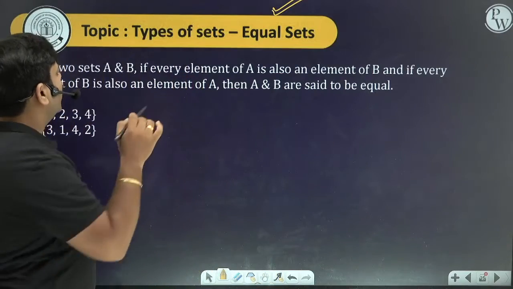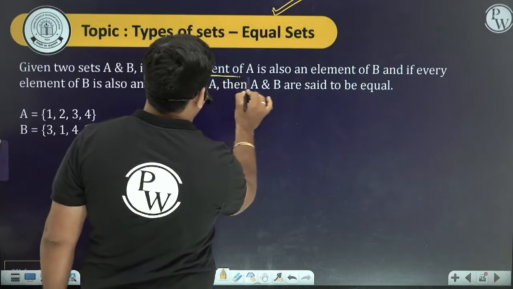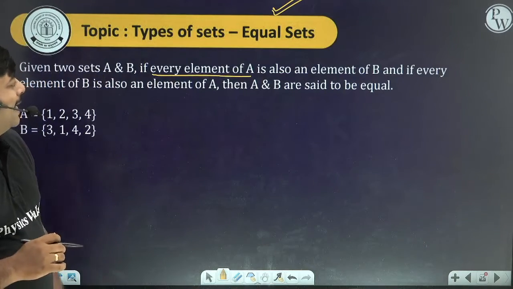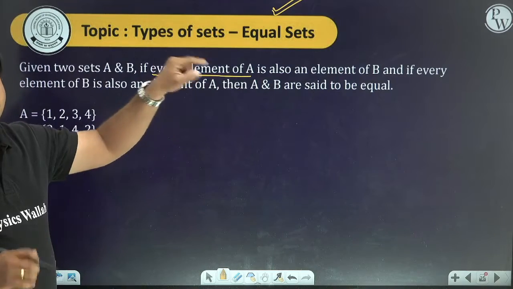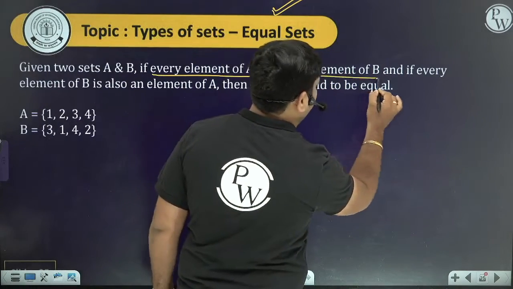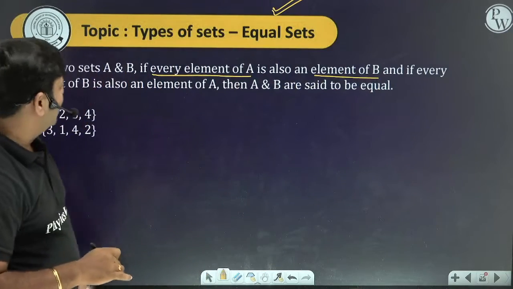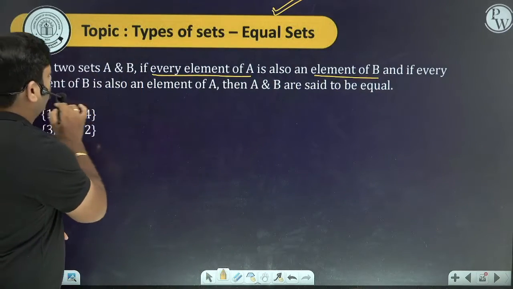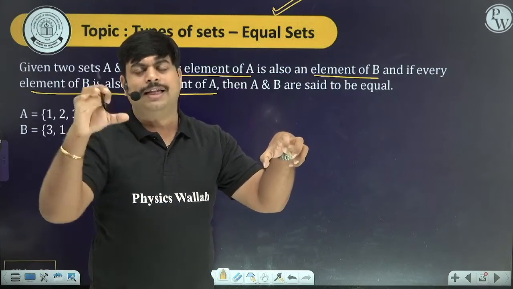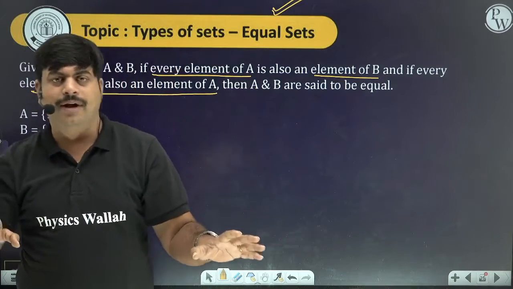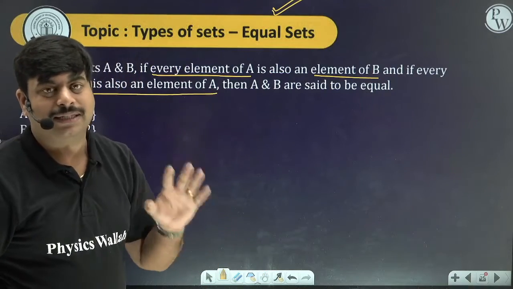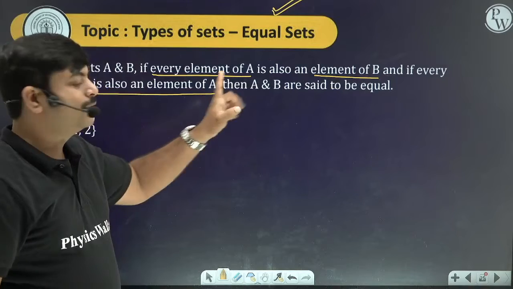Okay, so if every element of A is also an element of B, and if every element of B is also an element of A, that means all the elements of A should be there in B, and all the elements of B should be there in A, right? A simple thing. So that type of sets we say are equal sets.